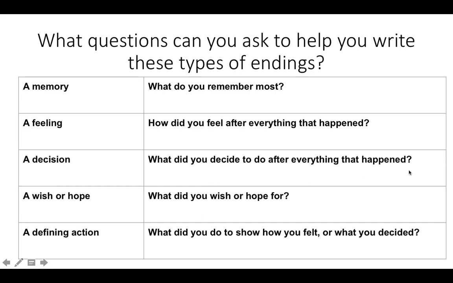Okay, so we used Little Red Riding Hood as our example through our story arc. If you think about the conclusion of Little Red Riding Hood, she gets eaten by the wolf, she gets saved by the huntsman, and her grandmother and she are safe. What ending type out of these 5 do you think the author used in the story? Well, I would probably say a wish or a hope, right?